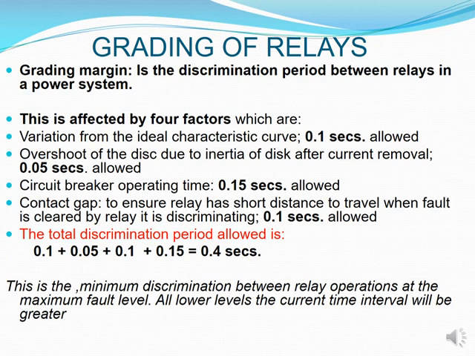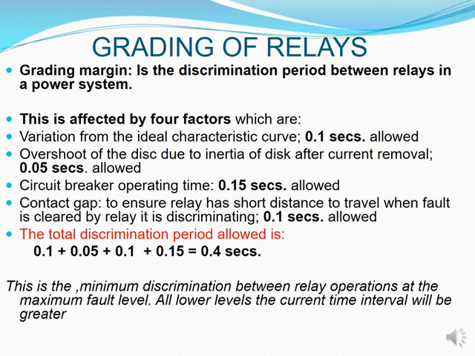You've got four of those factors that make up that 0.4 seconds I was talking about. It's your variation from the ideal characteristic curve of 0.1 seconds. Your overshoot of your disk is 0.05. Your circuit breaker operation is 0.15, and then you've got your contact gap, which ensures the relay has a short distance to travel when it's cleared for discrimination, at 0.1 seconds. And that's how you come to that 0.4 seconds.